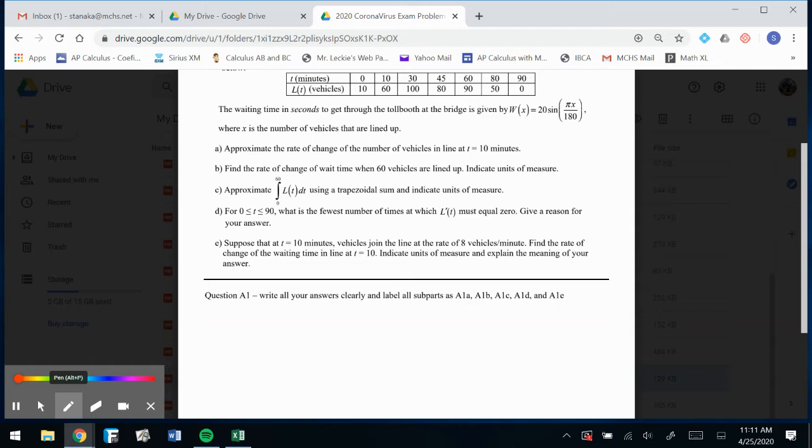So here we go. Let's do D. It says, what is the fewest number of times at which L prime of t must equal 0? Okay, so we want to know when L prime of t is going to be equal to 0. Give a reason for your answer. And they give me this inequality from 0 to 90 to work with. Well, I don't know about you, but this kind of brings up the MVT a little bit. Okay, we want to know when the derivative is going to be equal to 0.